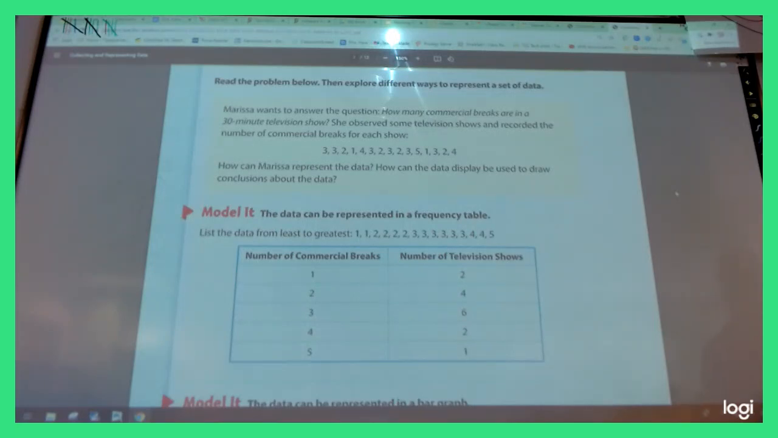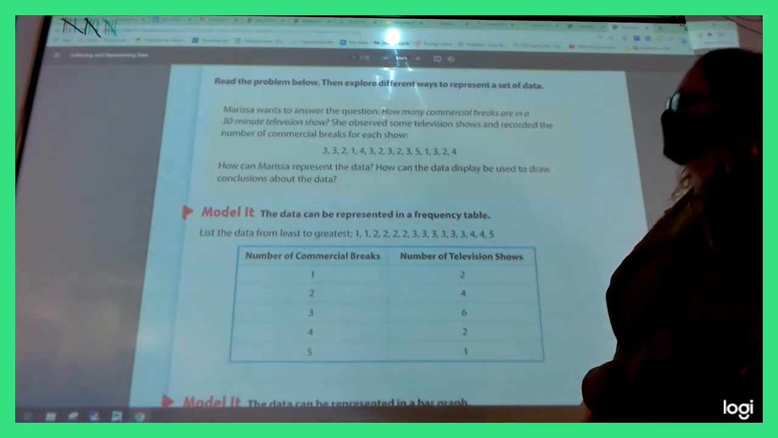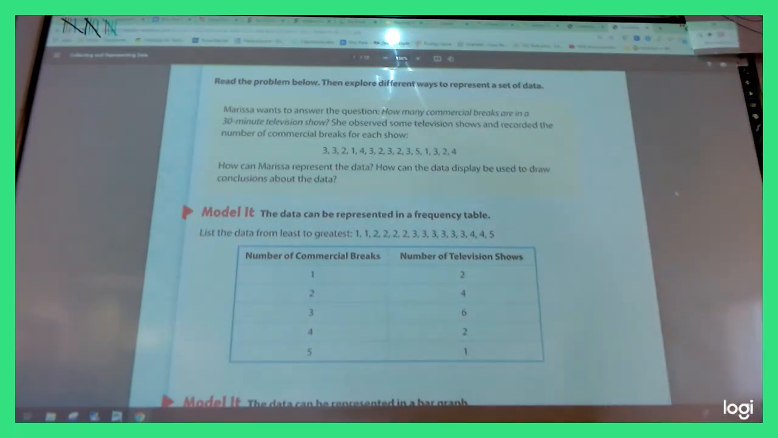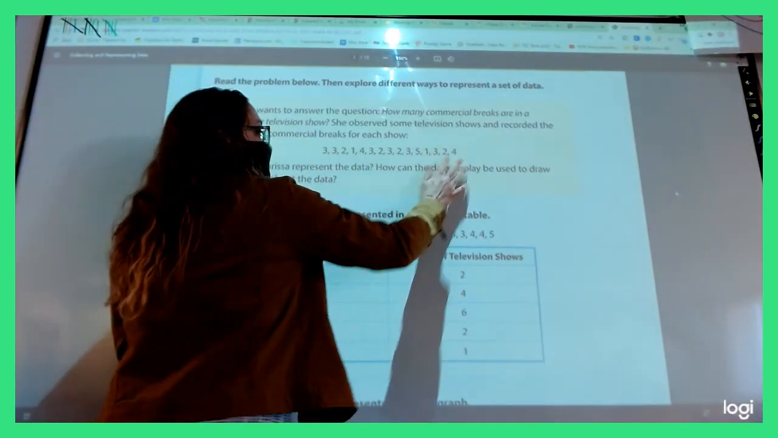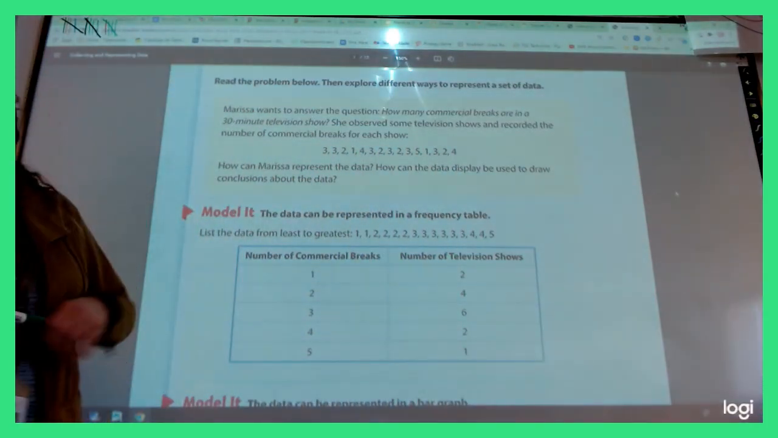She observed some television shows and recorded the number of commercial breaks for each show. You don't have to read all those. Okay. Just skip down. How can Marissa represent the data? How can the data display be used to draw conclusions about the data? Okay, so first let's just look. She's got all these different numbers. We need to at least know why those numbers exist.